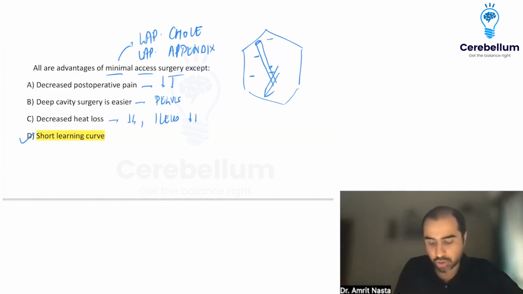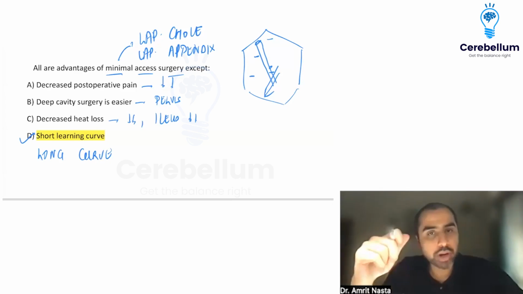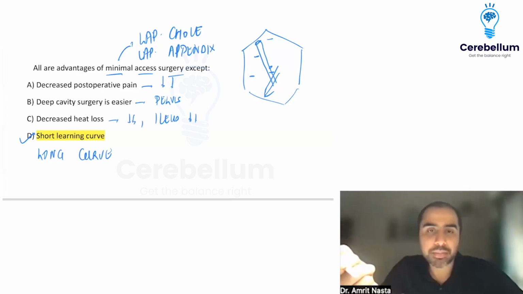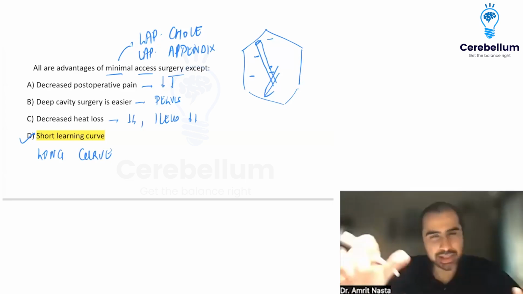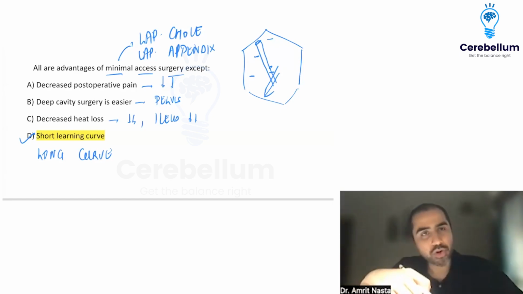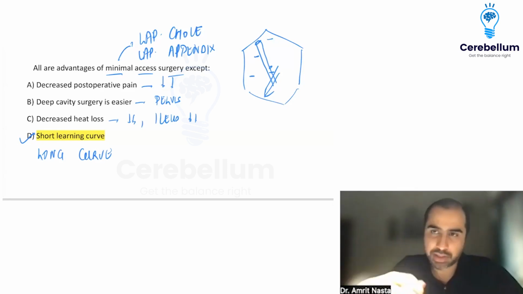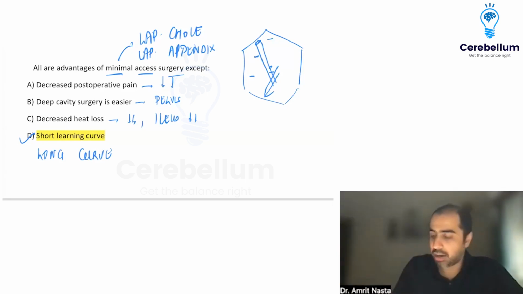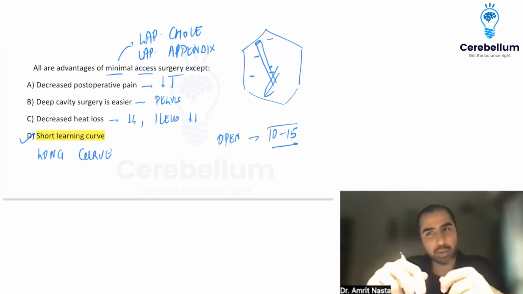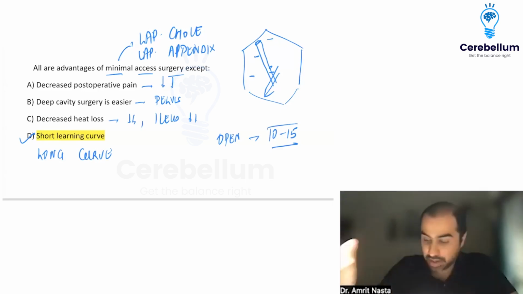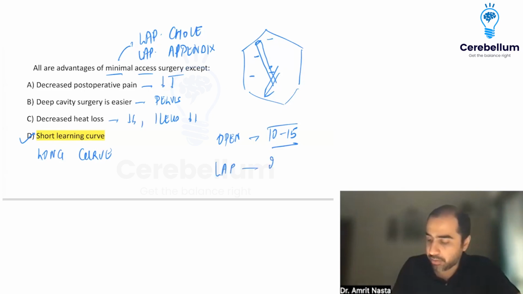Learning curve is not short. Unfortunately, it's a long learning curve. Which means to get mastery, you need to do more surgeries. Like for example, if I want to learn open cholecystectomy, even if I do say 10-15 cholecystectomies, I have learned it. But if I want to learn a lap surgery, I will have to do it at least 25 to 50 times.